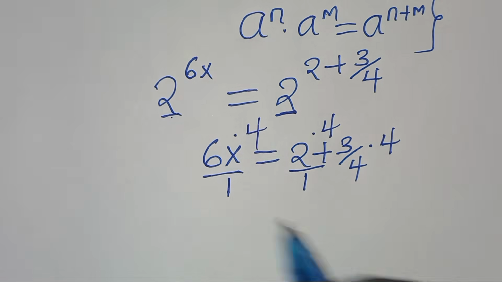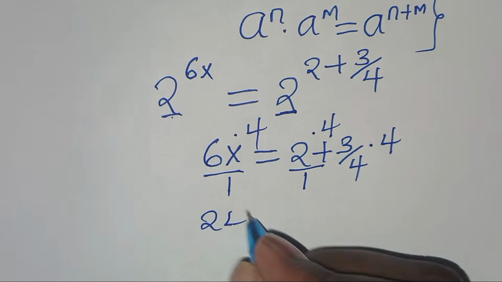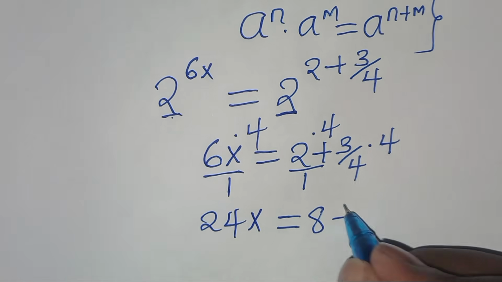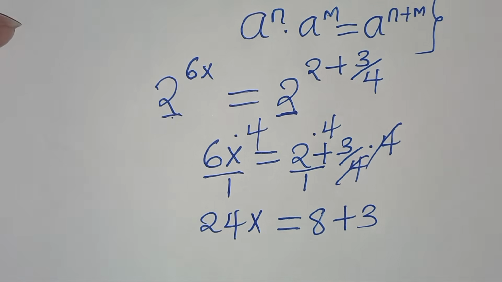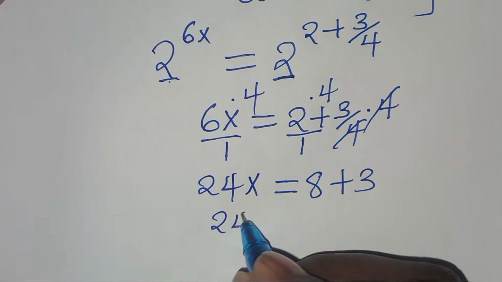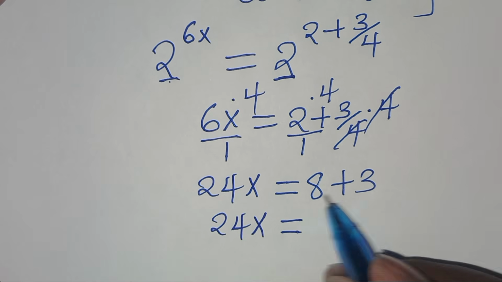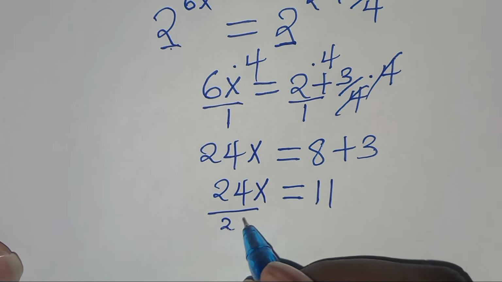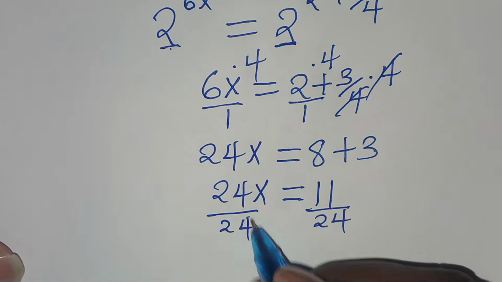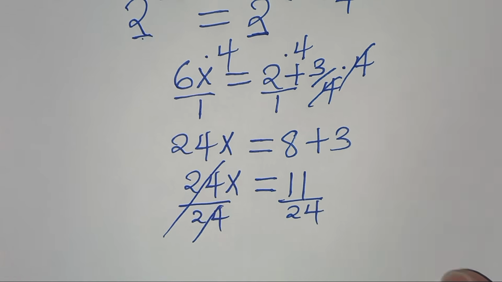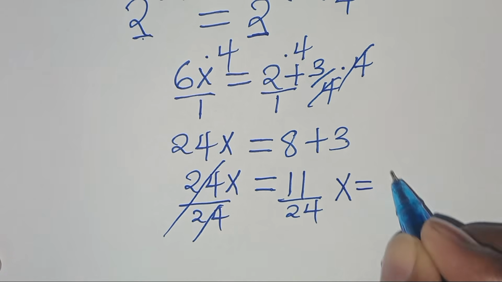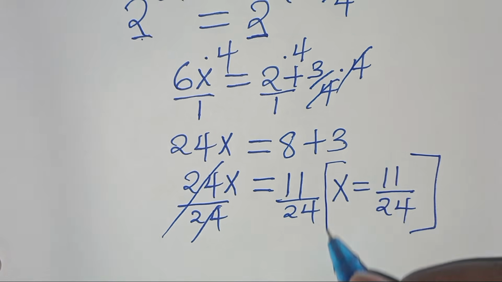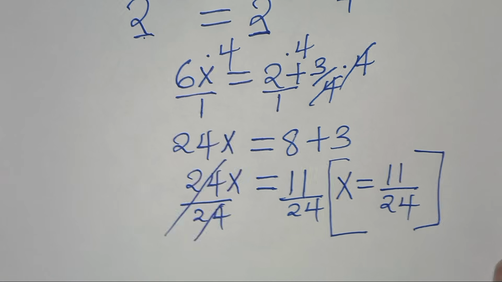So that now 6x times 4, this is 24x. This is equal to 2 times 4, which is 8. Then plus, here we have 3. So this is 24x. This is equal to 8 plus 3. This is 11. Now, the next step is just to divide both sides by 24. And this implies that the value of x here is equal to 11/24. So this is the value of x by applying method 2.